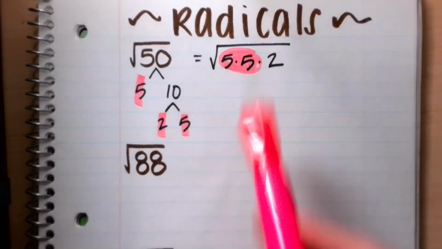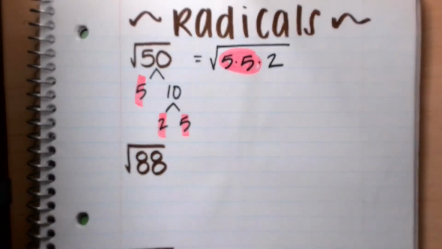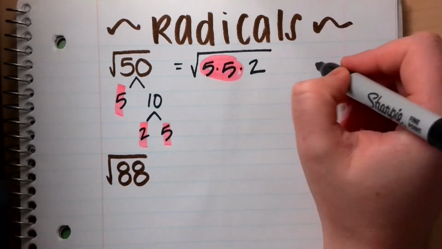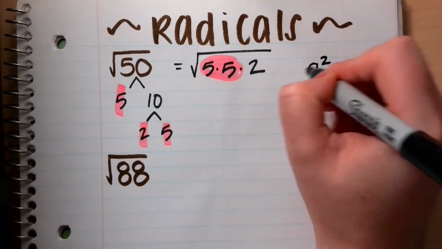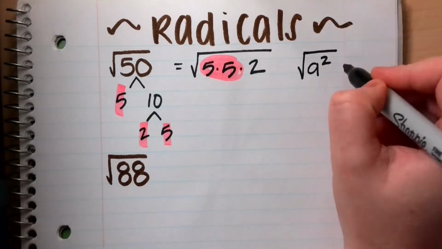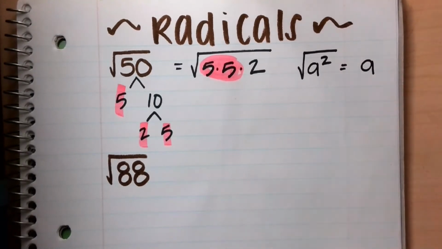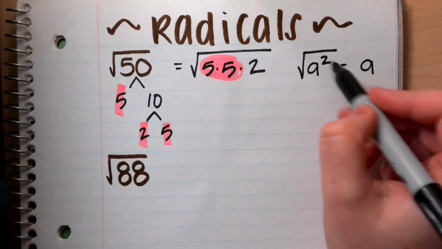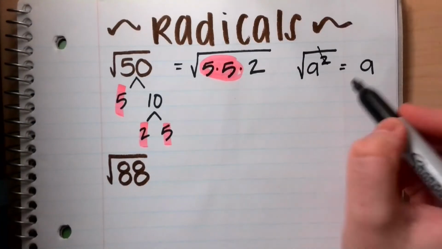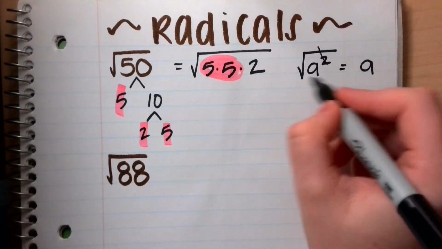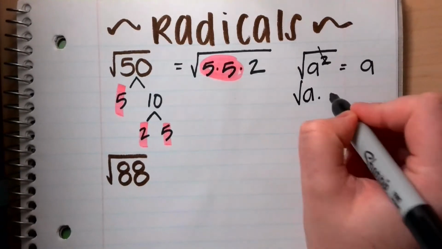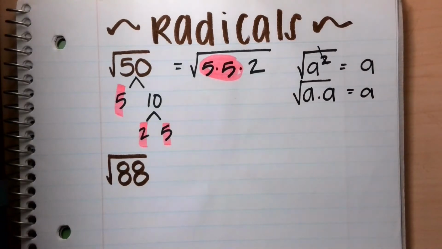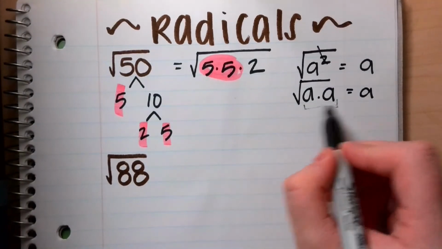So we have this little group of 2. I will briefly touch on this: if we have the square root of a squared, just some variable, that is going to equal a, because a square root and a squared cancel each other out, so we are just left with an a. Another way of thinking of a squared is a times a. So the square root of a times a is just going to give us a. And this is why we're making our groups of 2.